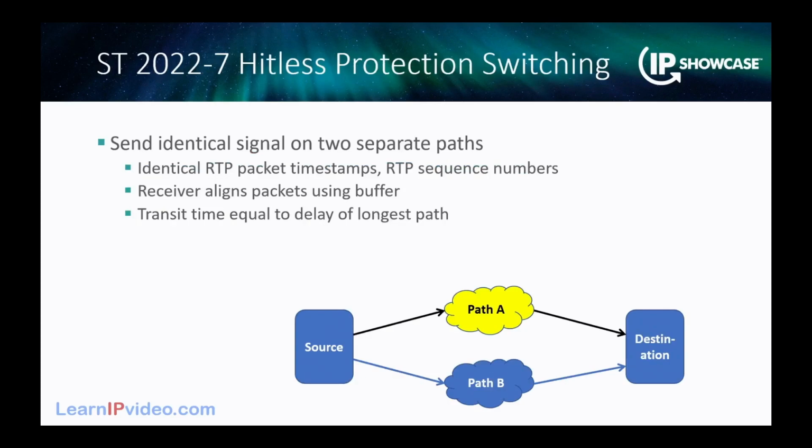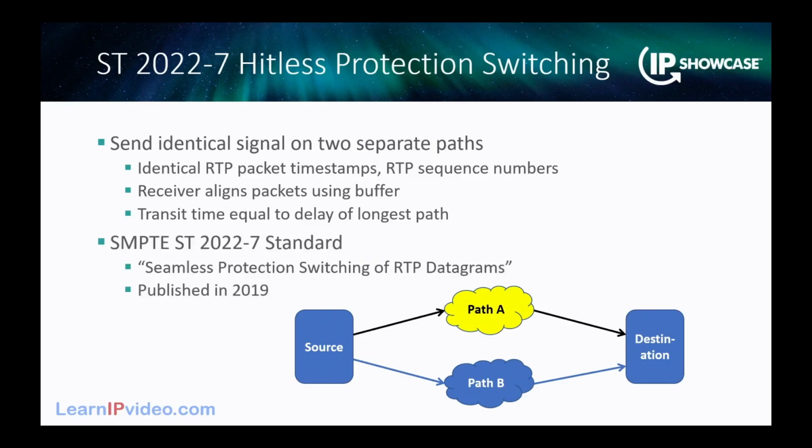Hitless protection switching. We send an identical signal on 2 separate paths. I mentioned this before, 2022-7. They have the same RTP timestamps and sequence numbers. I send them on 2 different IP flows. When I get to my destination, I can switch seamlessly back and forth. So if I lose a packet on path A, I can pick it up on path B. And that's a standard. And it was updated in 2019 specifically to support 2110.